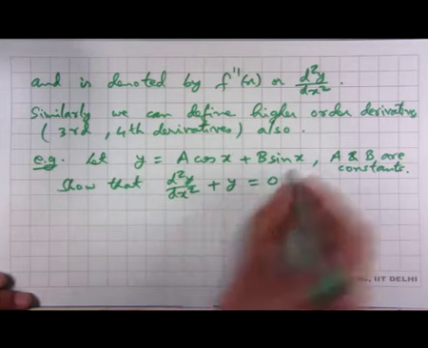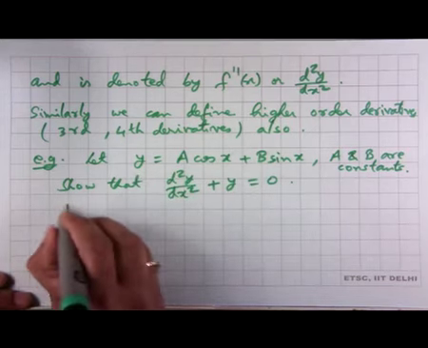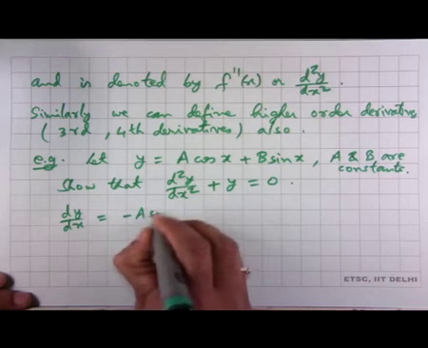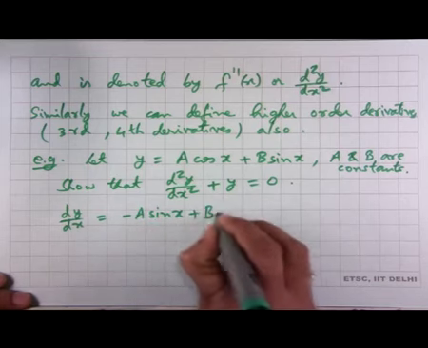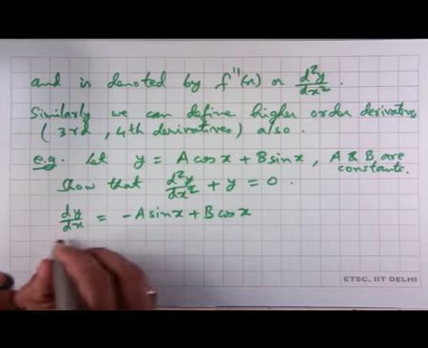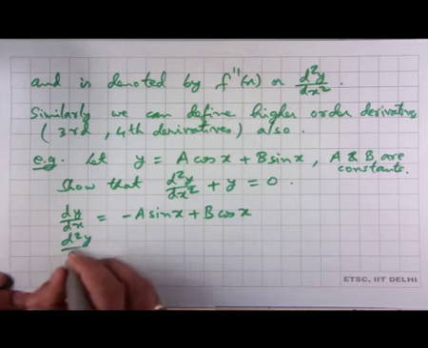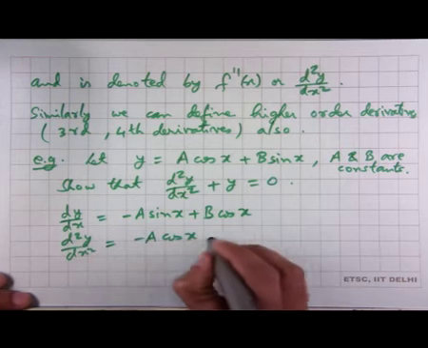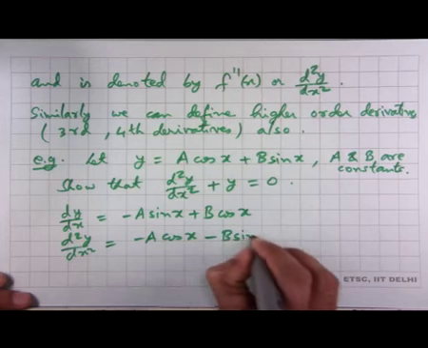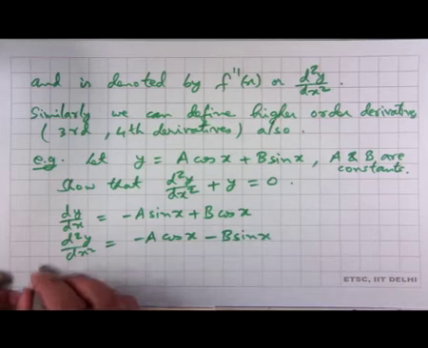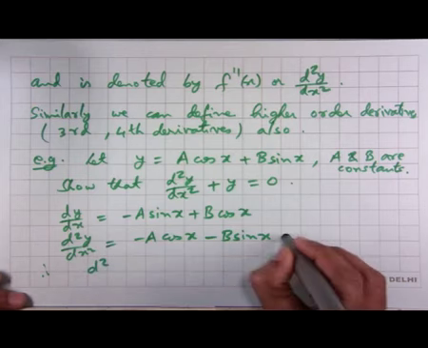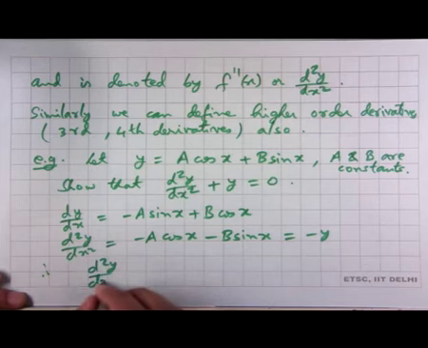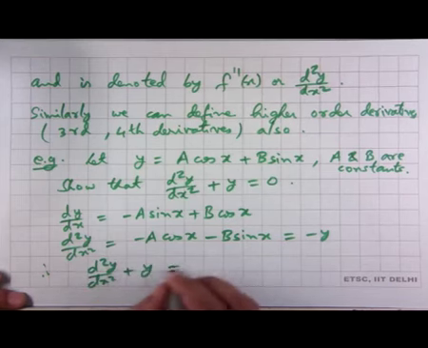So, y is equal to a cos x plus b sin x. That means that dy dx is minus a sin x plus b cos x, and so the second derivative d2y dx square is equal to minus a cos x minus b sin x. Therefore, this is equal to simply minus of y. So, d2y dx square plus y is equal to 0.